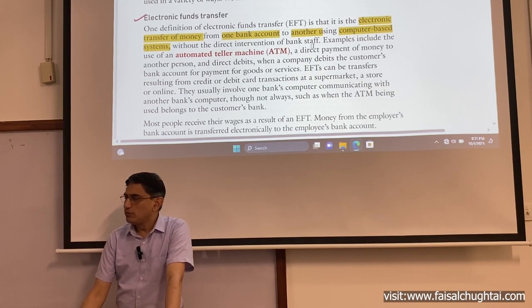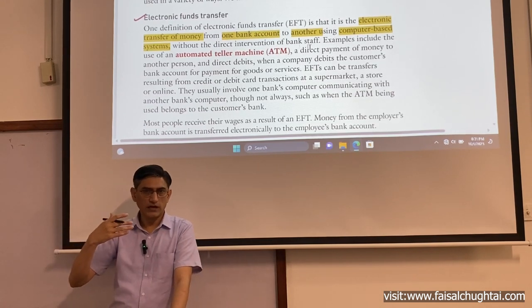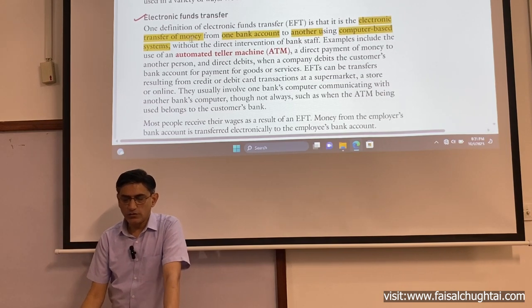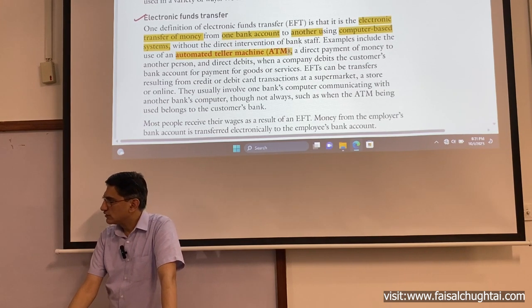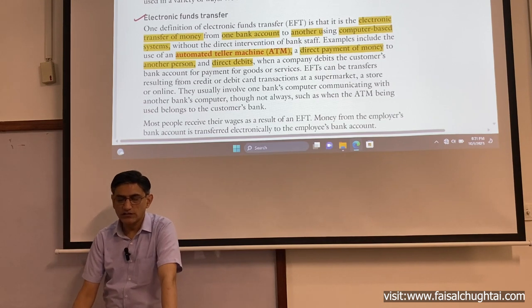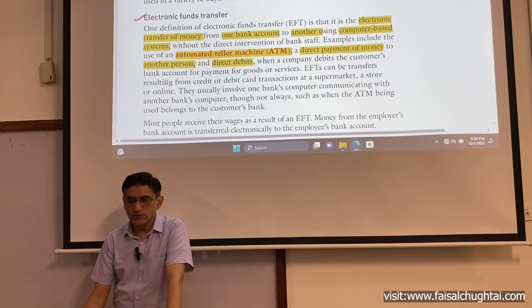There's no involvement of the bank staff in this. It is a direct form of payment being made by one person from his account to the account of another person. Examples of this include use of ATMs or automated teller machines, a direct payment of money to another person. This is something that I was just talking about. Direct debits. What is a direct debit? When a company debits a customer's bank account for payment for goods or services. EFTs can also be transfers relating to credit or debit card transactions at a supermarket.